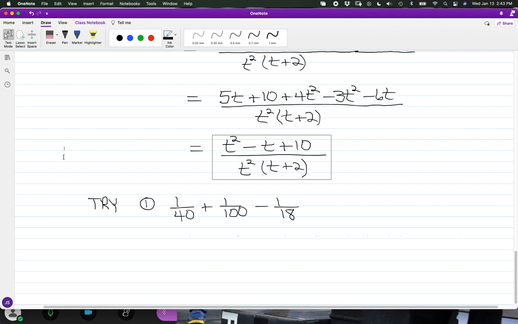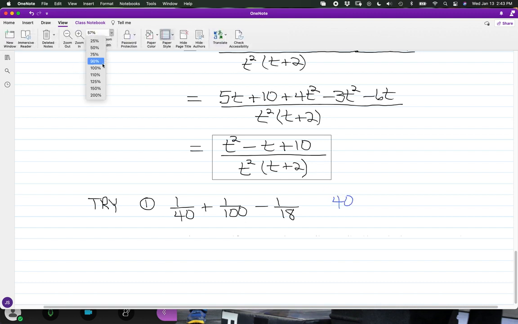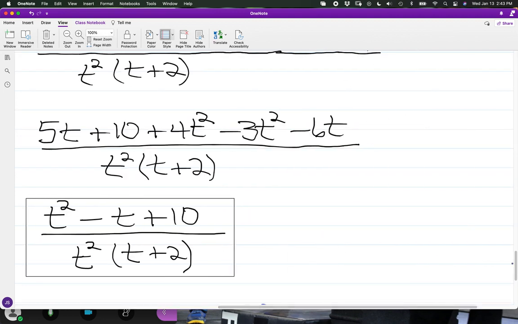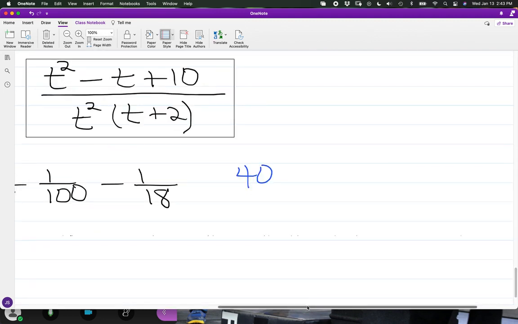Tell you what, let's look at the prime factorization of 40, 100, as well as 18. So if we break down the number 40 in terms of prime factors, we have with 40.